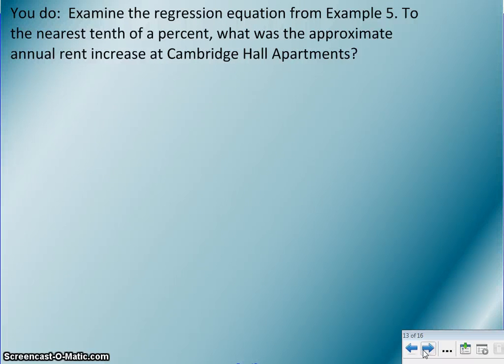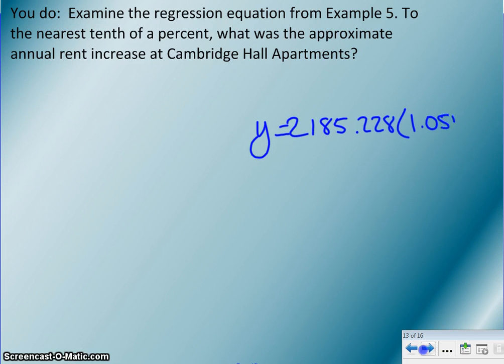Okay, it says examine the regression equation from example 5. To the nearest tenth of a percent, what was the approximate annual rent increase in the Cambridge Hall apartments? Well, if we remember, it was y equals 2185.288 times 1.051 all to the 14th power.